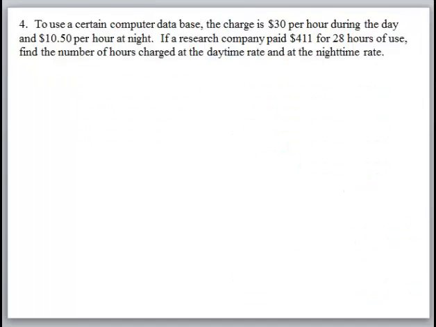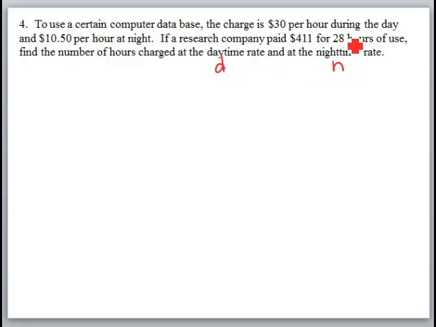Last example of this lecture, and what it says is that to use a certain computer database, the charge is $30 per hour during the day and $10.50 per hour at night. If a research company paid $411 for 28 hours of use, find the number of hours charged at the daytime rate and the number for the nighttime rate. So I'll go ahead and use D and N.